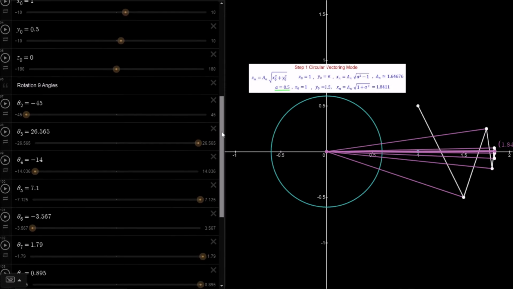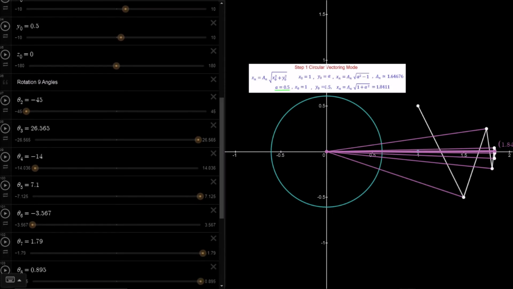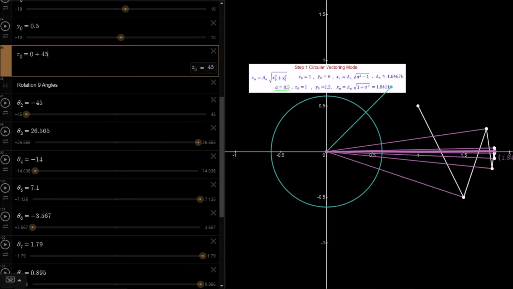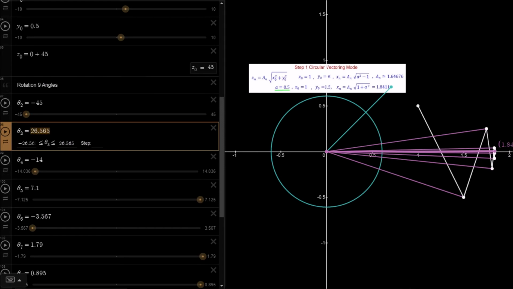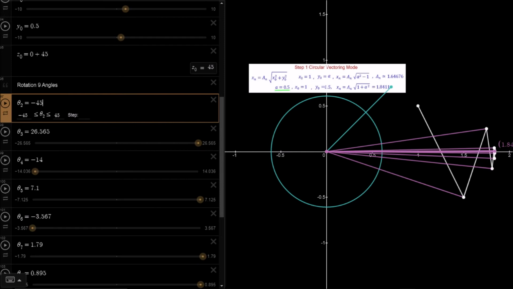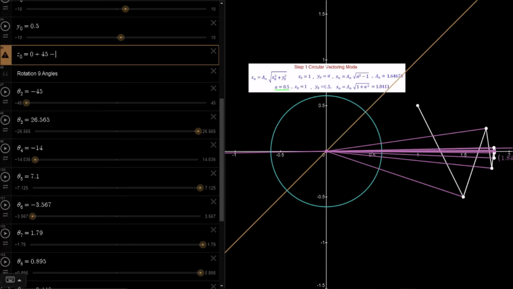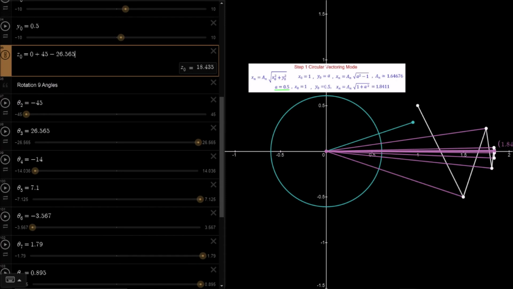So what we're going to have to do then is look at this angle and say, well, the angle is minus 45. So in here what we're going to do is put in plus 45. And now the angle is plus 26.565. So we're going to have to put in the angle of minus 26.565, and again the angle is positive 14.